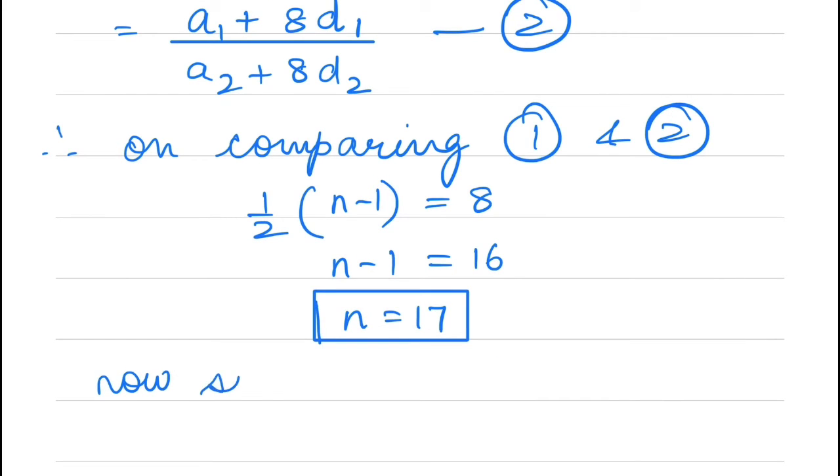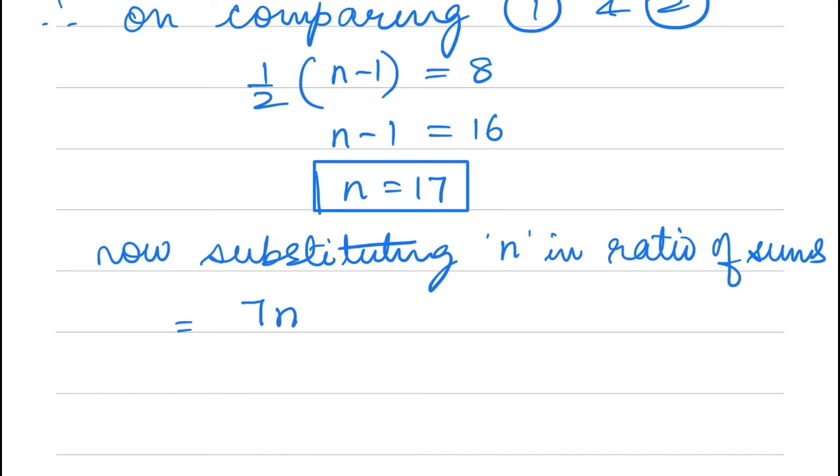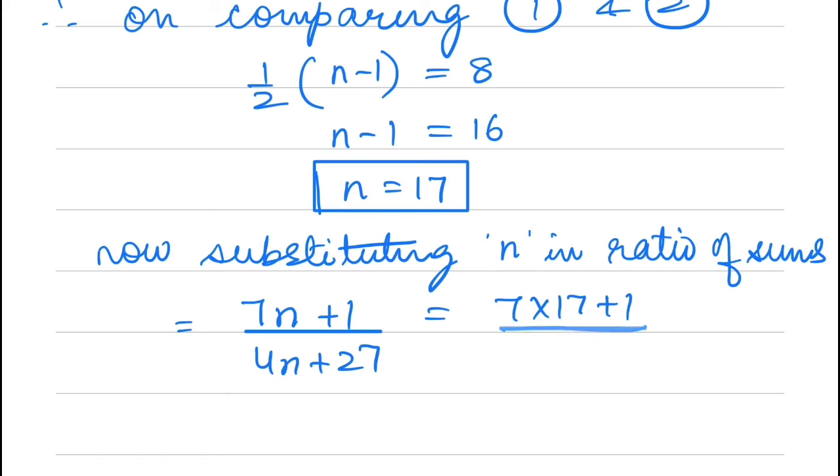Now substituting the n value in the ratio of sums, 7n plus 1 divided by 4n plus 27 will be equal to 7 into 17 plus 1 divided by 4 into 17 plus 27.